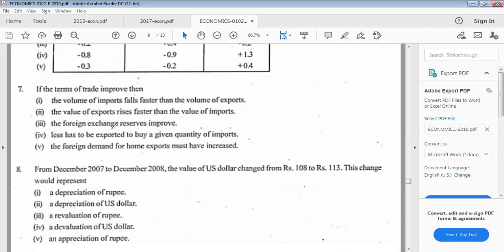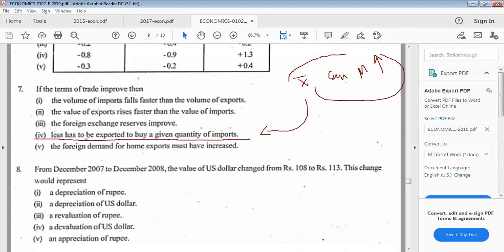Third, foreign exchange reserve improves. Fourth one, less has to be exported to buy a given quantity of exports. Fifth one, the foreign demand for home exports must have increased. Out of these 5 answers, the best answer is the fourth one. See this, less has to be exported. Now I can say with the same amount of export, we can import more. Like that I can say, if the terms of trade improve, this will happen. Otherwise, it's reverse side only, the fourth one.